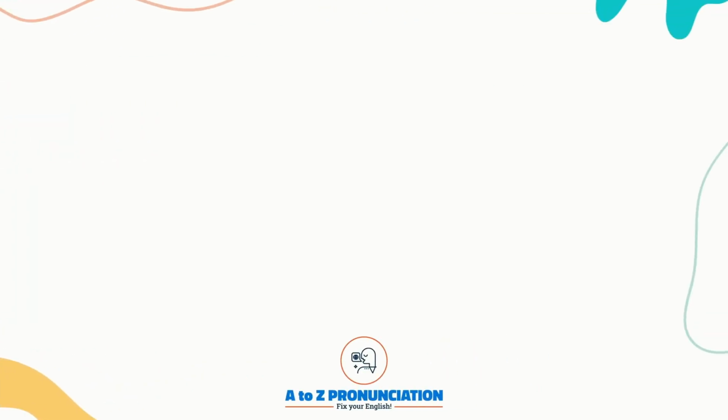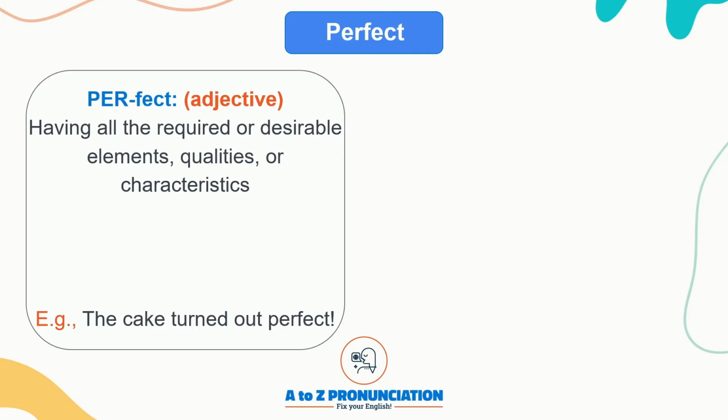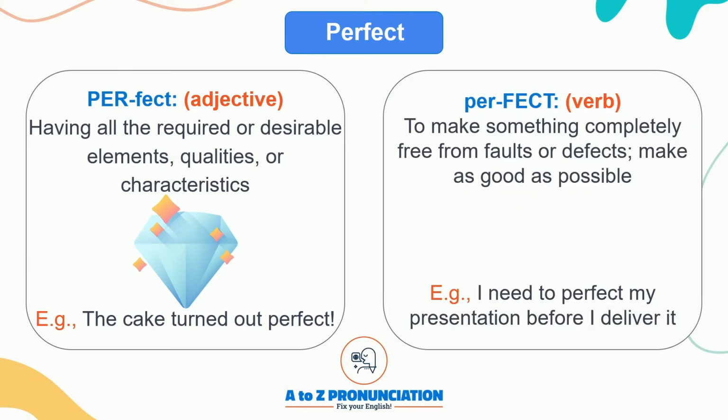Coming next are the duo perfect and perfect. Perfect, the adjective, carries the meaning of having all the required or desirable elements, qualities, or characteristics. For example, the cake turned out perfect. Now, perfect, on the other hand, is actually a verb which means to make something completely free from faults or defects, meaning make it as good as possible. Let's consider an example. I need to perfect my presentation before I deliver it.